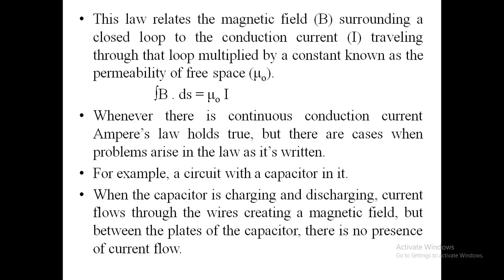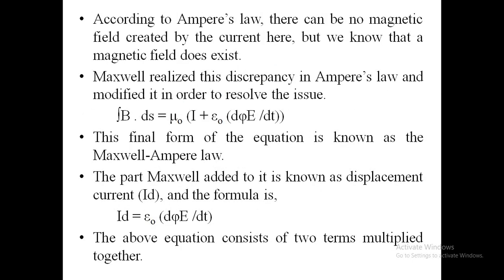But there are also certain cases when a problem arises in the law as it is written. For example, in the case of a circuit with a capacitor in it, when the capacitor is charging and discharging, current flows through the wires creating a magnetic field, but between the plates of the capacitor there is no presence of current flow. According to Ampere's law, there can be no magnetic field created by the current here, but we know that there is a magnetic field existing in this case. Maxwell realized this discrepancy in Ampere's law and modified it in order to resolve the issue.